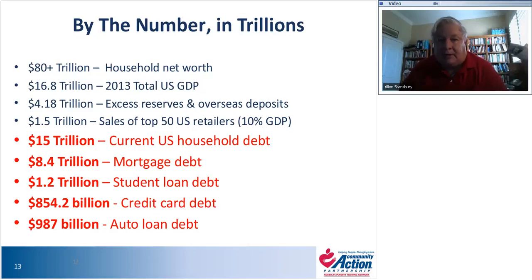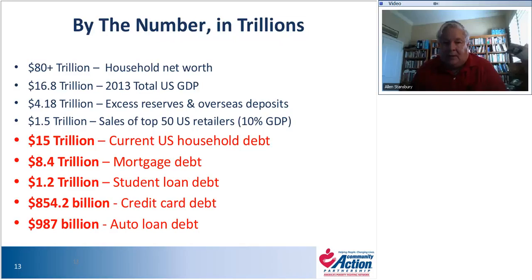Okay, I'm going to quickly summarize everything in the slides in this one slide that gives a snapshot of the U.S. economy in trillions. First and foremost, household net worth is estimated to be $80 trillion plus. That varies from year to year, and it certainly is on the increase since our global recession of 2007-2009. The U.S. GNP is $16.8 trillion. Our excess reserves and overseas deposits is $4.18 trillion. And the sales of the top U.S. retailers are $1.5 trillion.